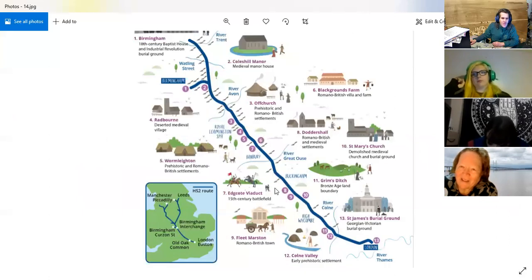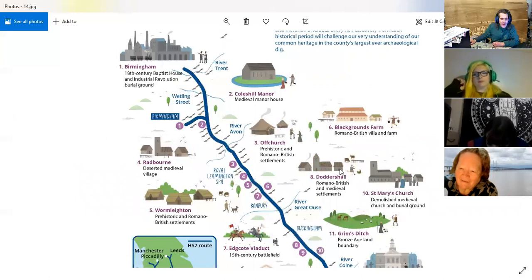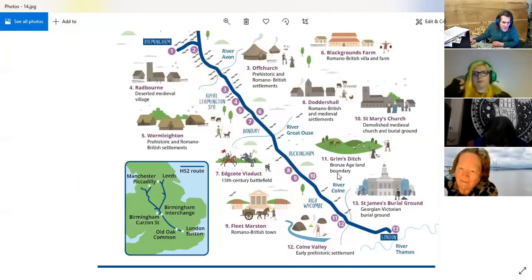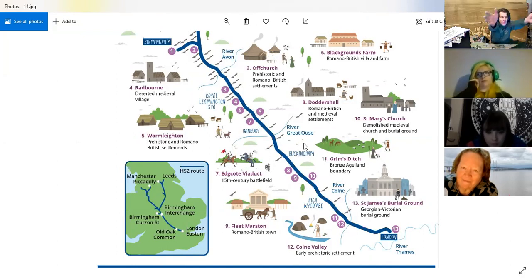And I just wanted to put this in there as well. This development of the HS2 route, this shows the sites that they're going through. Burial grounds, various ditches, Roman towns, viaducts, all these things. And what HS2 is doing is actually cutting through the chronology of the landscape. This is what this is about.